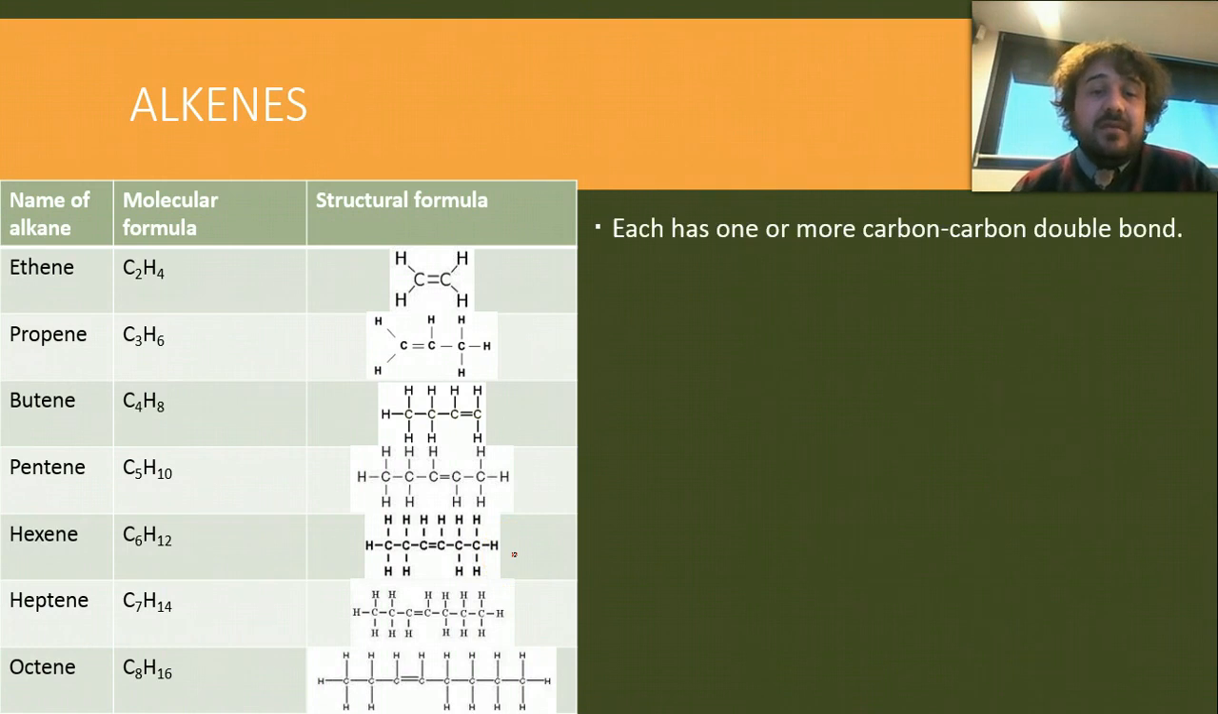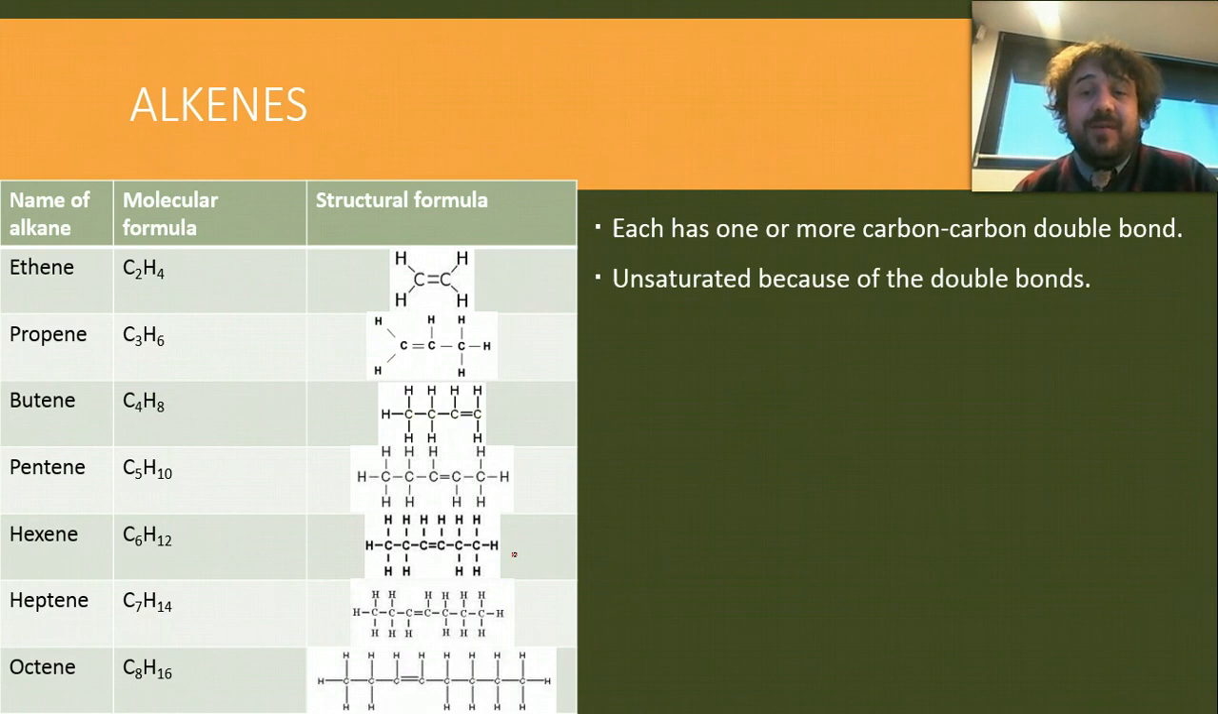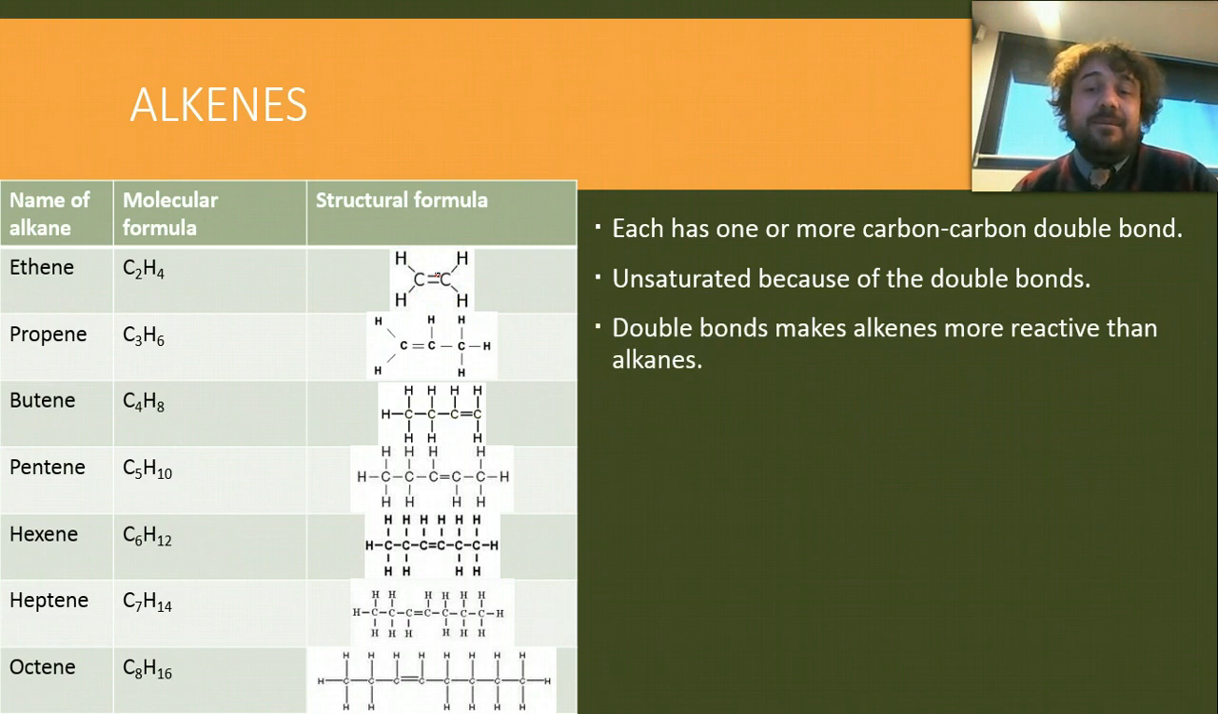Alkenes. Alright, so each one has one or more carbon-carbon double bond. They are unsaturated because of the double bonds. So this means that something else can react there. It's not saturated, it's not filled up. Something is saturated if it is full. The double bonds make alkenes more reactive than alkanes. They have the suffix ene.